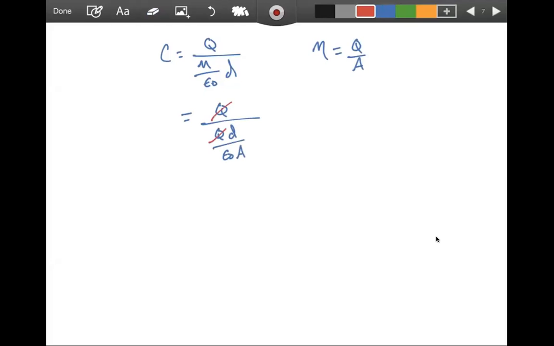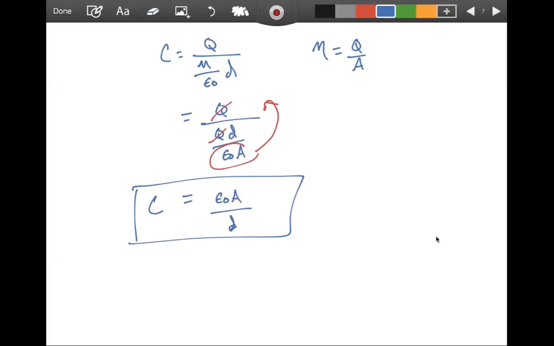Or my Q's are going to cancel. This term is going to move to the top because I have a 1 over 1 over. So finally, this is going to become epsilon naught times the area divided by D. So this is my capacitance of a parallel plate capacitor.